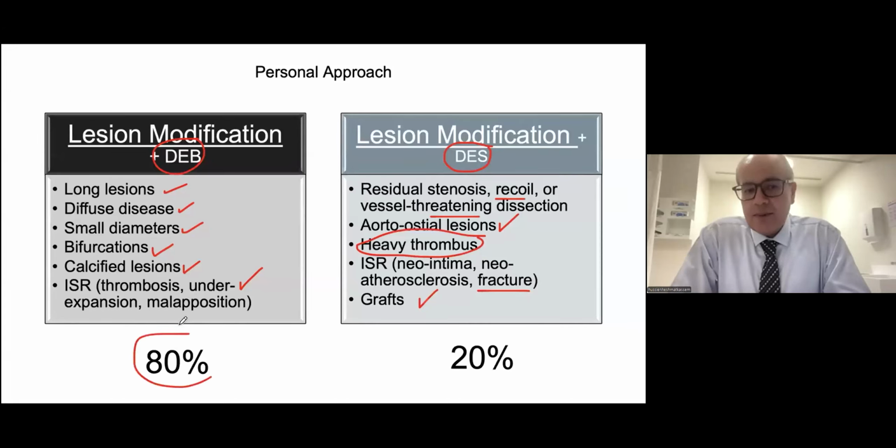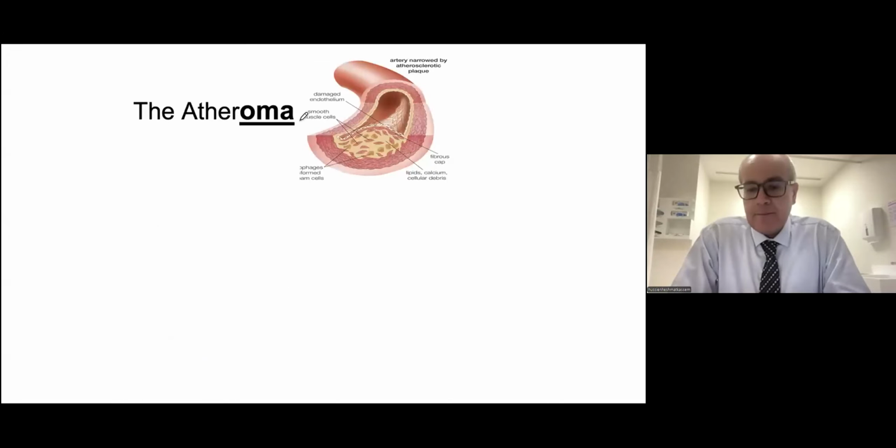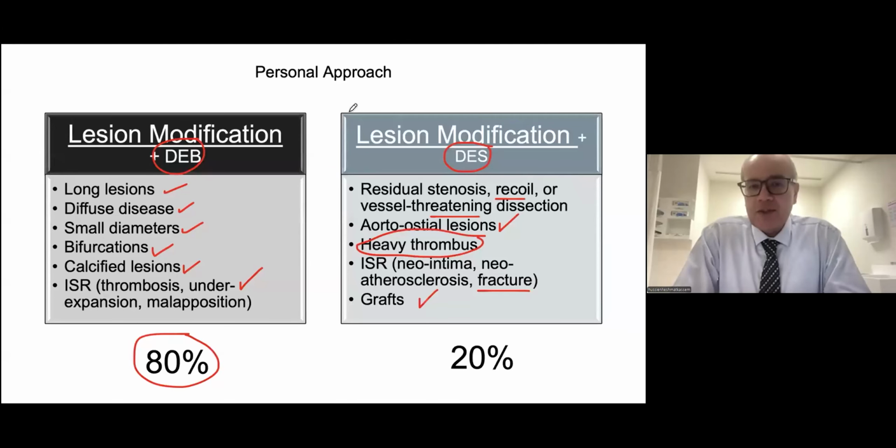That's why my practice is probably a little bit more biased towards drug-eluting balloons rather than drug-eluting stents, where out of every 5 lesions I treat, 4 will end up being treated by a drug-eluting balloon, and only 1 will be treated by a drug-eluting stent. But the common feature between both approaches is I first try to modify the lesion. If I end up with a good result, then a drug-eluting balloon is going to be enough. If I'm not happy about that result, then I think of drug-eluting stents.